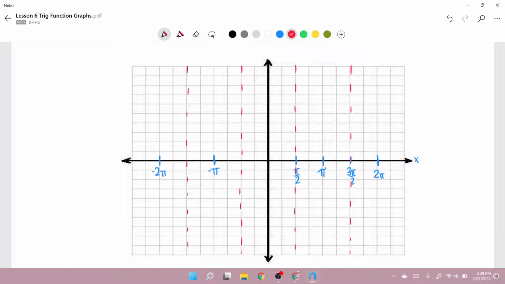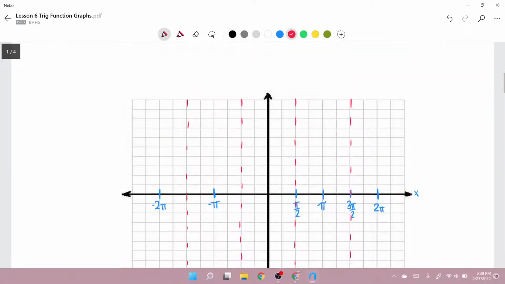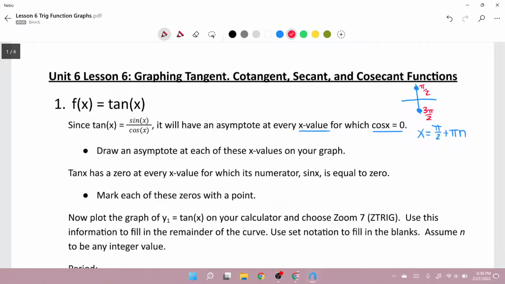If you are not following along with your own note packet, I highly suggest that you do. With that being said, let's scroll back up. We drew the asymptotes at each of these x values on the graph. Check. Now it says tangent of x has a 0 at every x value for which its numerator, sine of x, is equal to 0. Recall where the numerator, sine of x, is equal to 0: in our unit circle, it's going to be 0 and pi. But in terms of general solutions, it will be every pi n interval. So at every pi, 2 pi, 3 pi, 4 pi, our sine of x will equal 0.